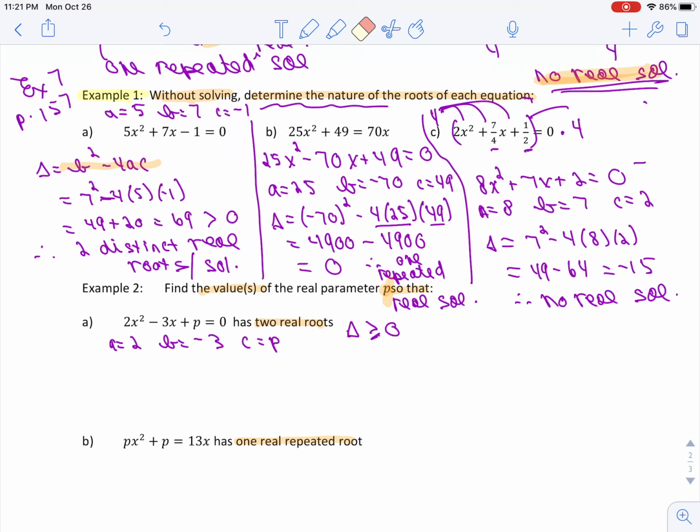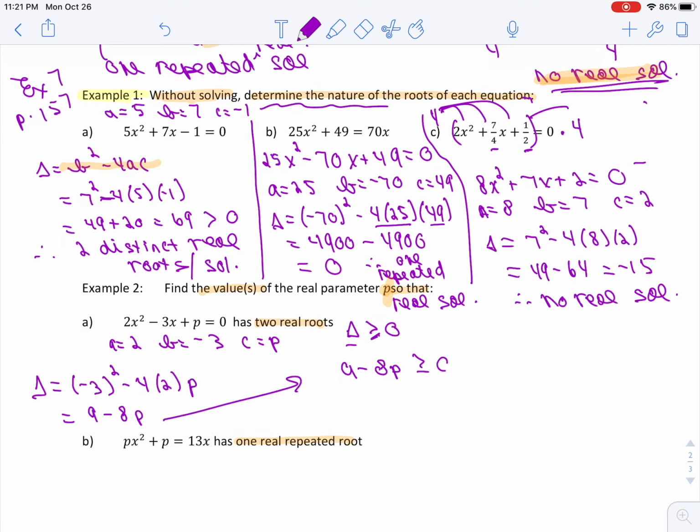So the discriminant is b squared, so b squared, is -3 squared minus 4 times a, which is 2, times c, which is p. So that's going to be equal to 9 minus 8p. And we just said that we want the discriminant to be greater than or equal to 0. So we want 9 minus 8p to be greater than or equal to 0.